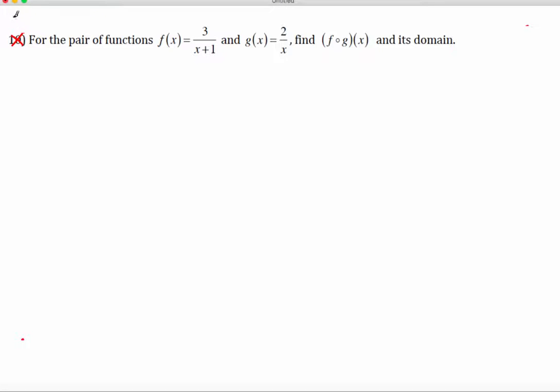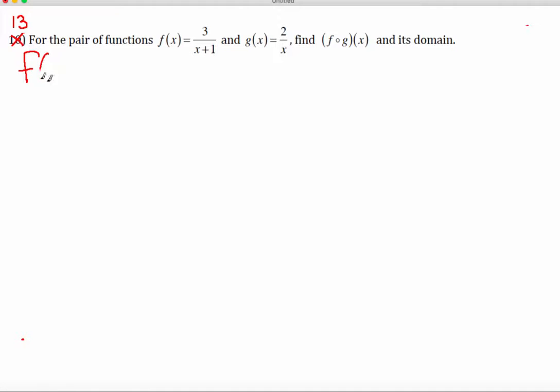Okay, number 10 should have been labeled with a 13 in your review. It's just another composite function with domain, just to give you some extra practice. You don't have to worry about number 14 on your review. So this will be the last one.